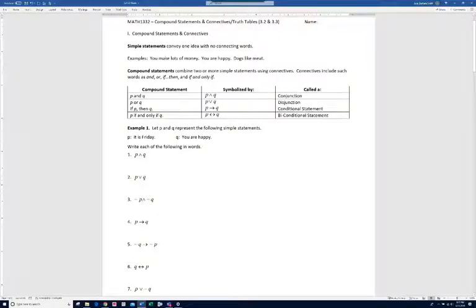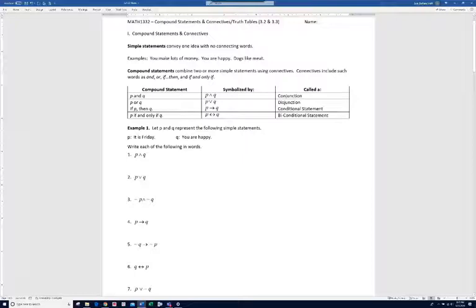In this video, I'll be covering sections 3.2 and 3.3, which deal with compound statements, connectives, and truth tables. So let's go ahead and get started. On number 1 here, we're going to discuss compound statements and connectives.